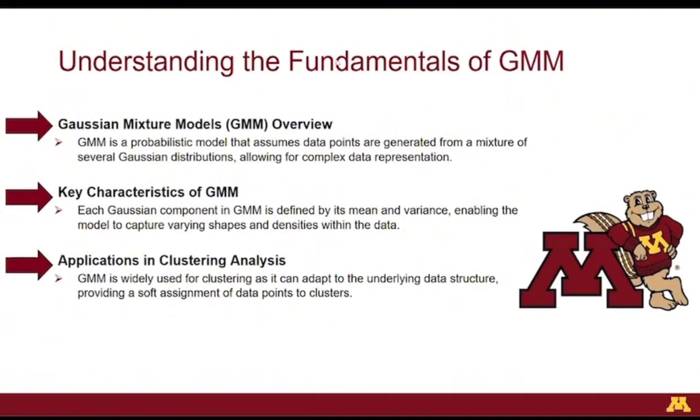So to start, I'm just going to go into understanding the fundamentals of GMM. So brief overview, GMM represents data as a mixture of Gaussian distributions, making it ideal for capturing complex patterns, and then some key characteristics of GMM. So each Gaussian distribution has its own mean and variance, allowing the model to adapt to clusters of different shapes and density. And then for applications in clustering analysis, GMM is widely used for clustering as it can adapt to data structure and provide soft assignments of data points to clusters.